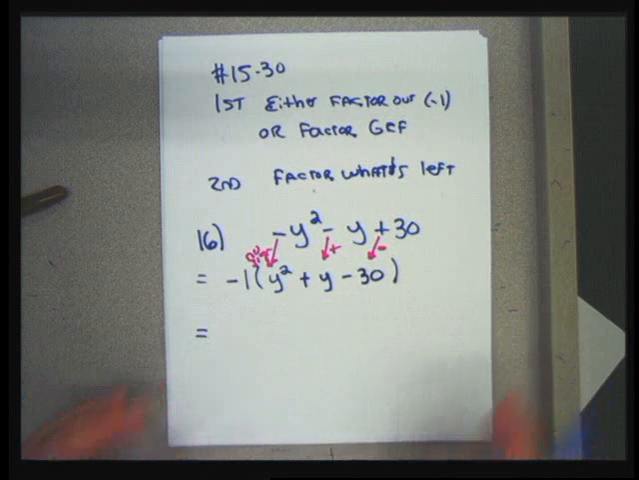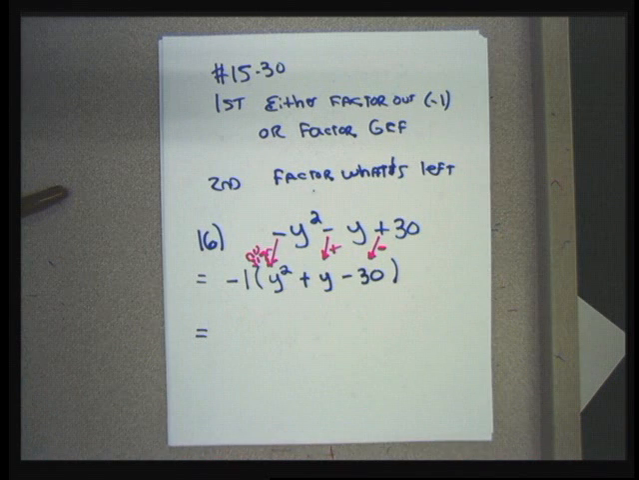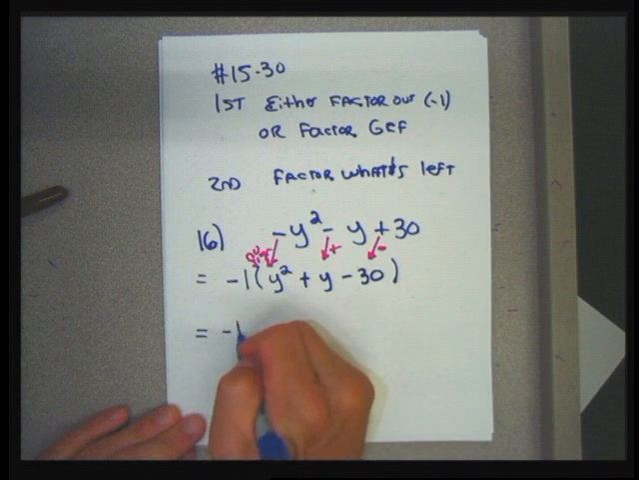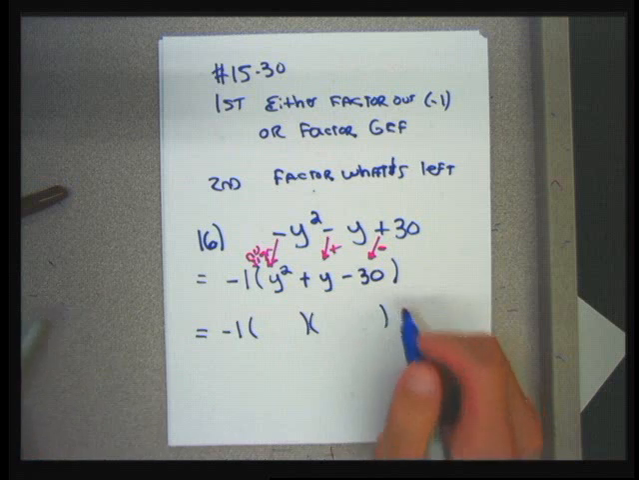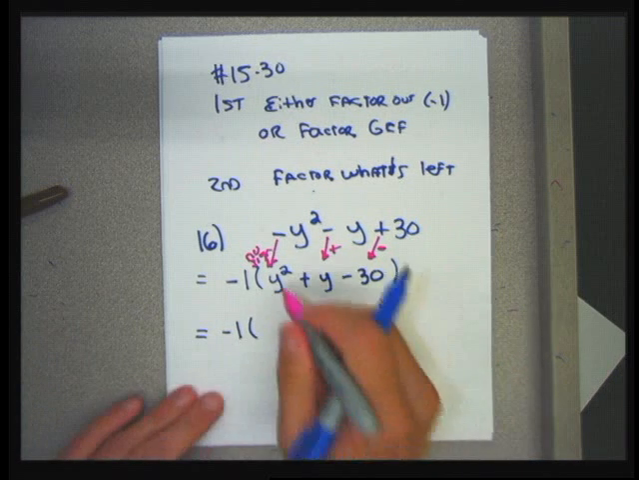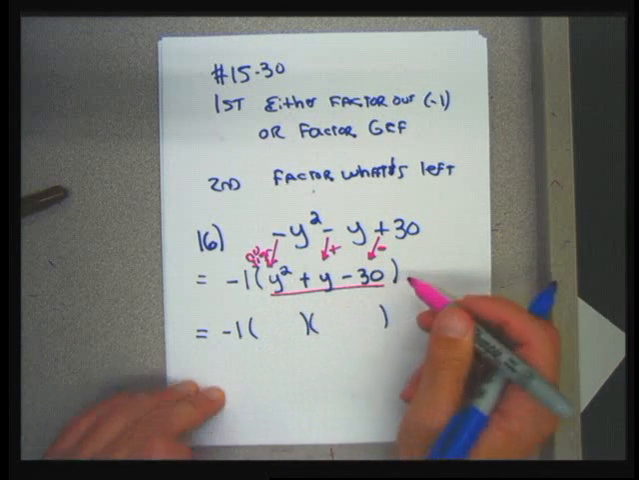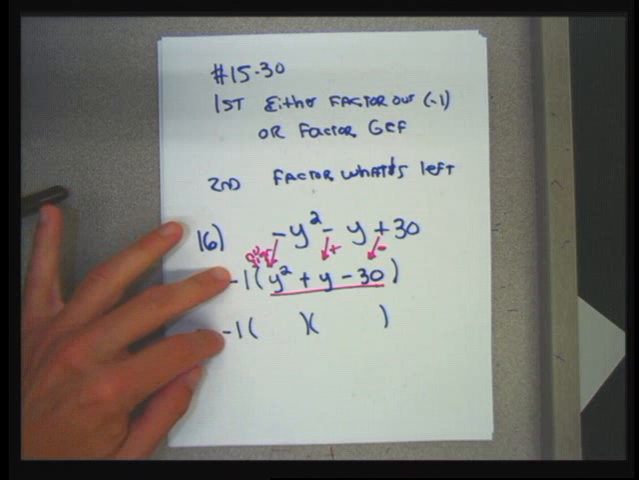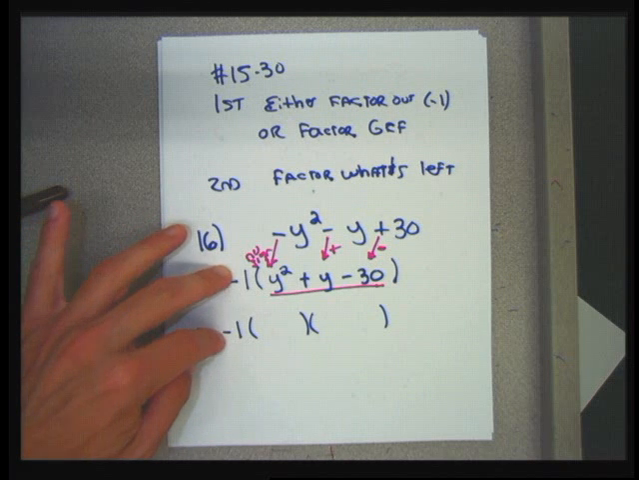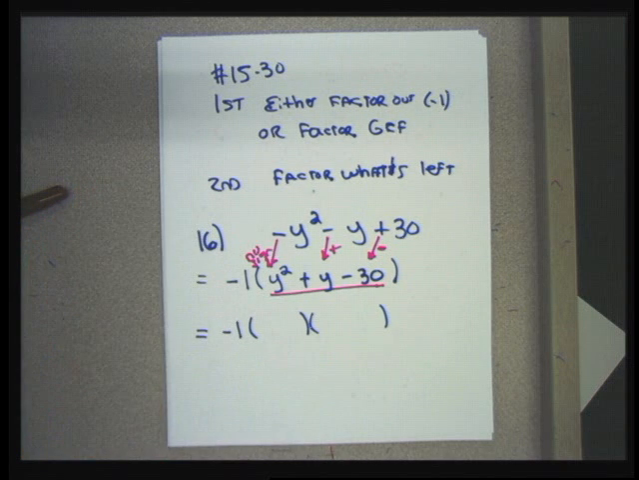I factored out my greatest common, factored out my negative because the first term was written negative. The negative 1 that is part of the answer isn't going to impact the factoring anymore. What I need to do now is factor what's left inside the parentheses, and what's left inside the parentheses is y squared plus y minus 30. I'm going to carry the negative 1 down. It's going to be part of my answer, but it won't be part of the factoring anymore.